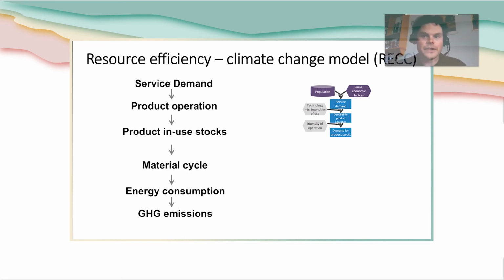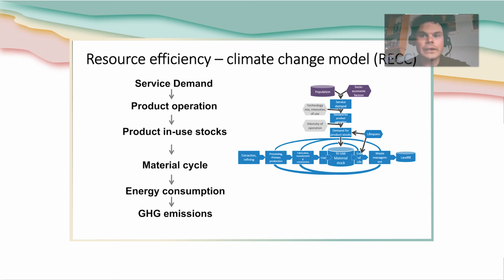Simplest example is we know how many passenger kilometers we have, divided by the number of people per car, divided by the kilometers per car, we get the number of vehicles that we need. And because we know the composition of the product stocks, we can translate this directly into the material stock. And we can then use the lifetime modeling to add the whole material cycle that is needed to build up these stocks over time. And also we can see what can be recycled from it.